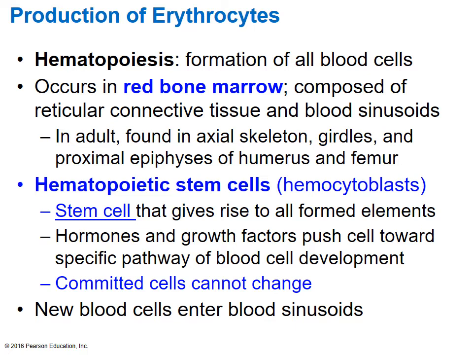And within this red bone marrow, which we tend to find as adults in our axial skeleton, the girdles, like our pectoral girdle or pelvic girdle, also the epiphysis, which are the end parts of the humerus and the femur bone, those are stuffed full with red bone marrow. And within that marrow, we have what we call hematopoietic stem cells. Now, a stem cell is basically an undifferentiated cell, a cell that doesn't have a function.